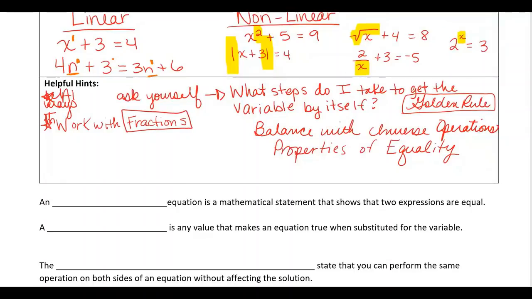So work with fractions. Why, you ask? Fractions are exact. They are not rounded. If you check with fractions, improper fractions, everything's going to work out nicer. The next thing, I expect you to show your work. And always check your answers. Always plug back in and check those answers.